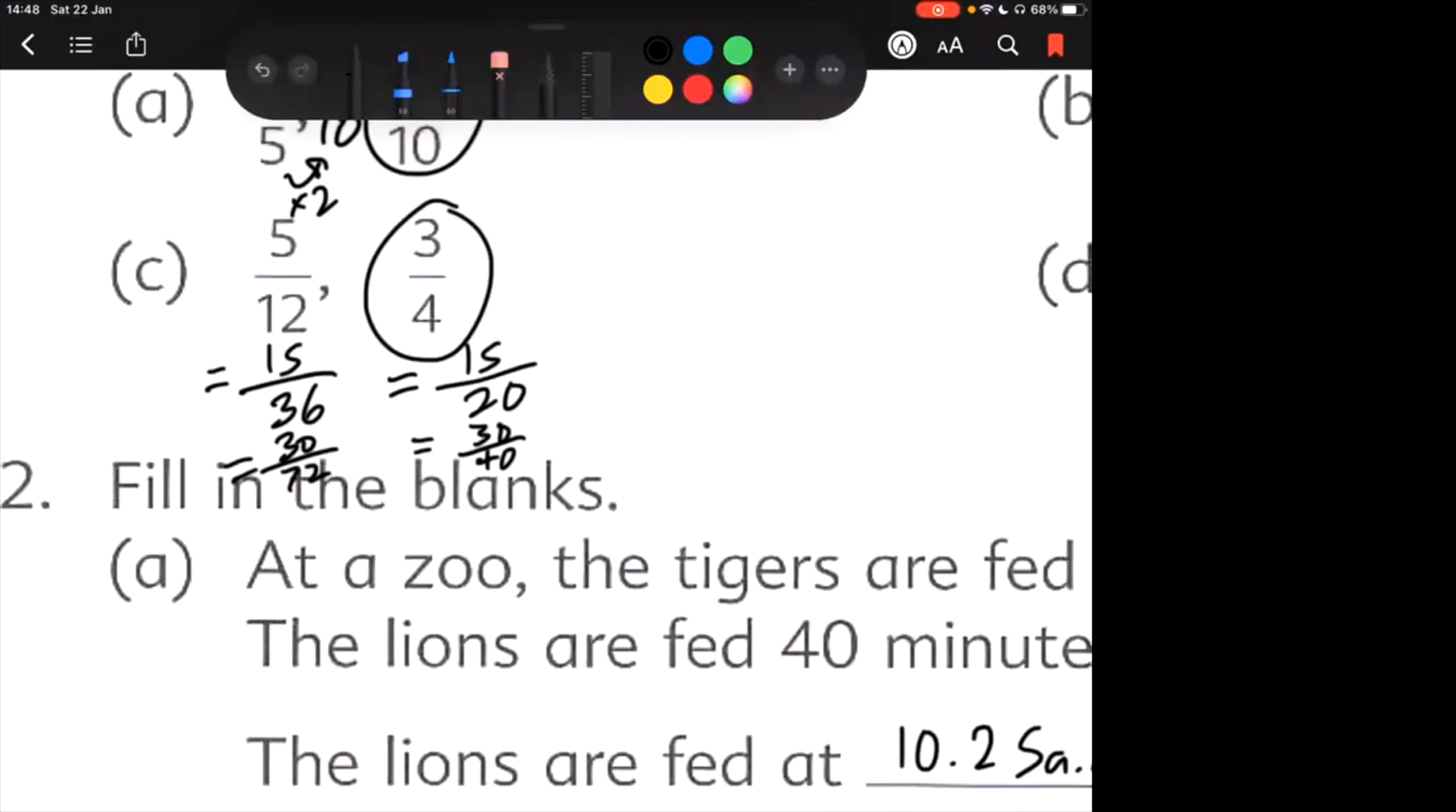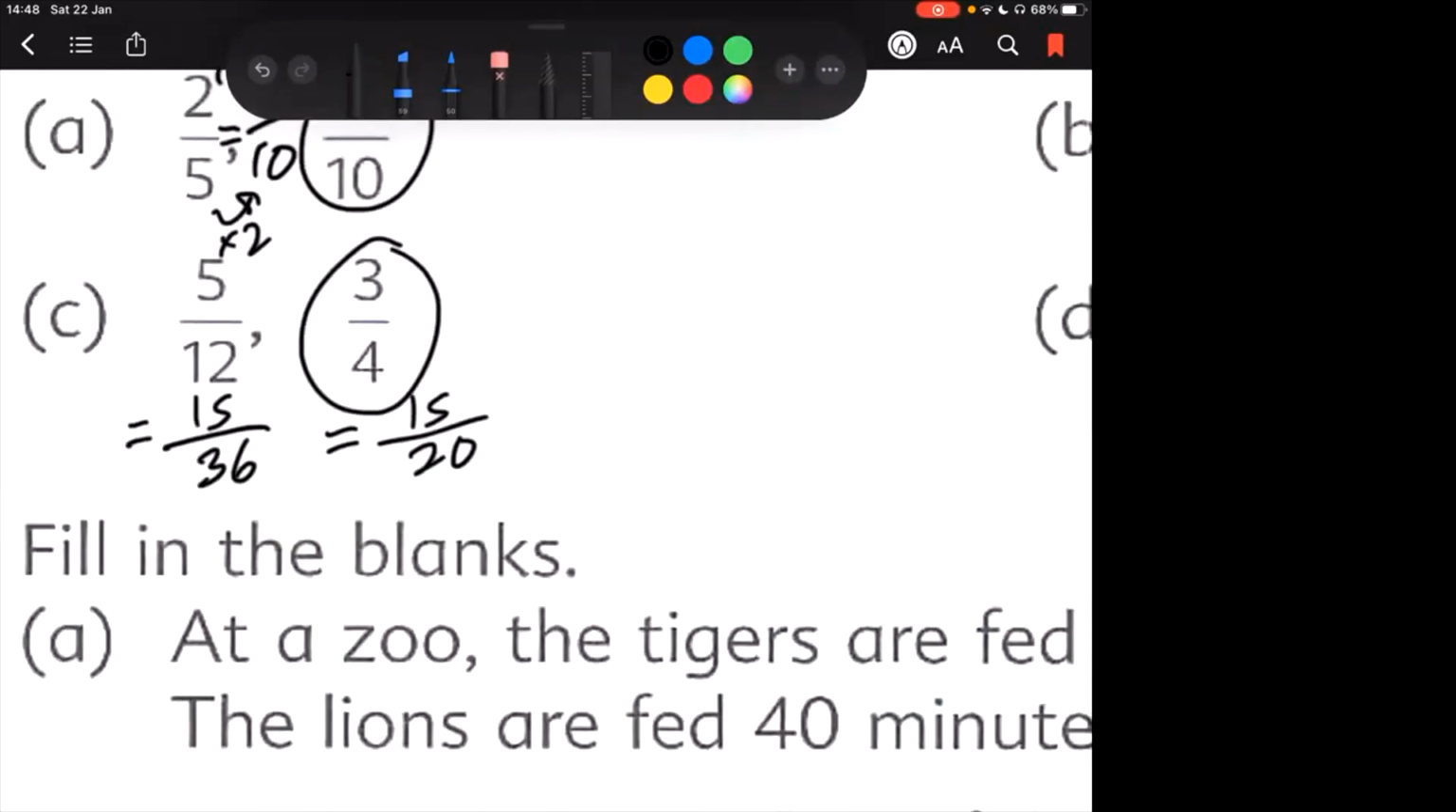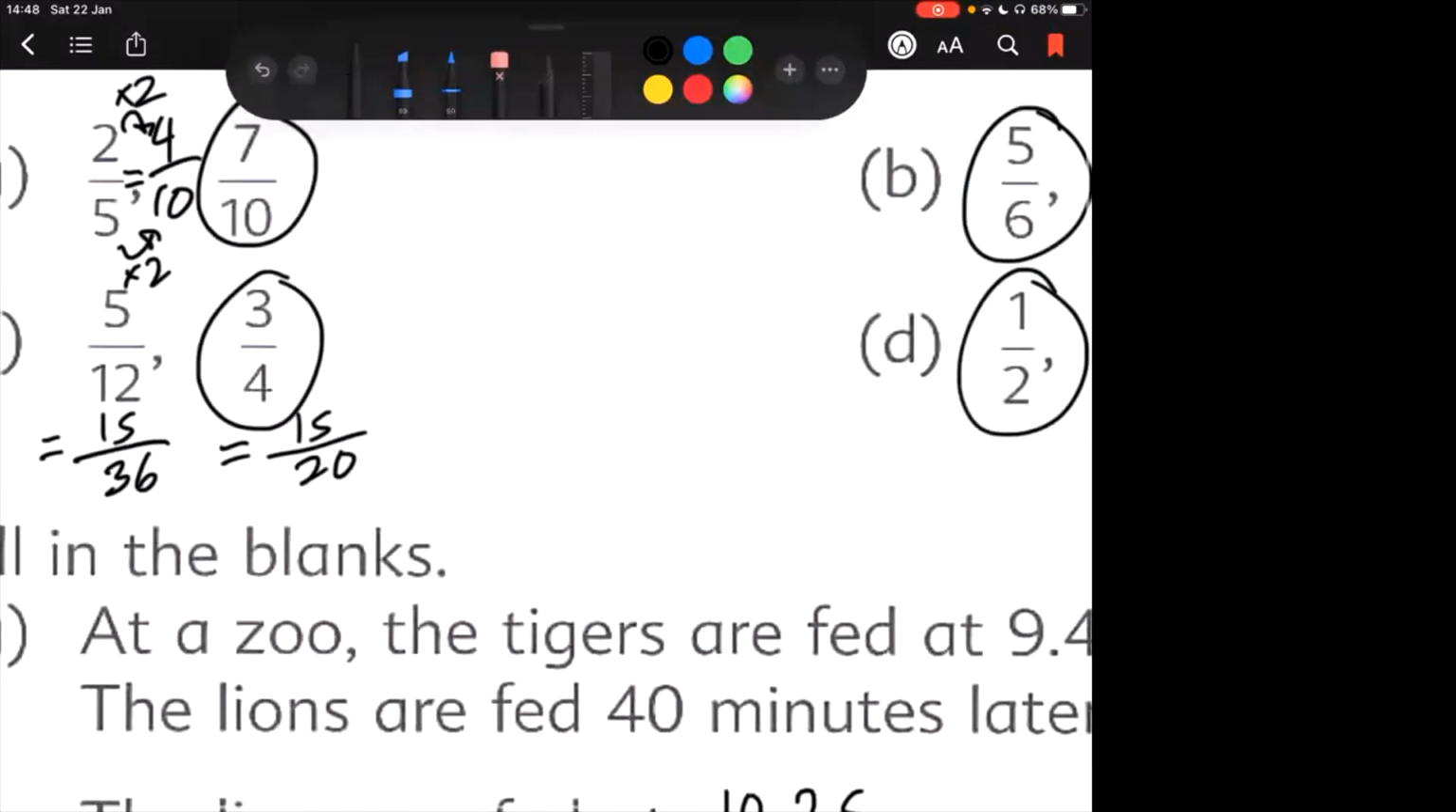But that's a hassle, first of all, and it's not the smallest common multiple. So what I mean by a common multiple is, say we have two numbers, 2 and 3. And the smallest common multiple is 6, right?